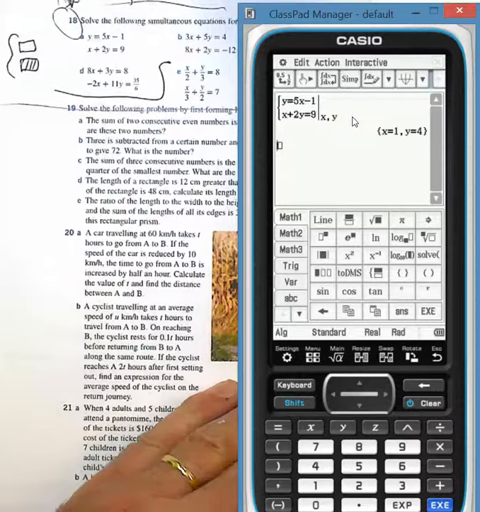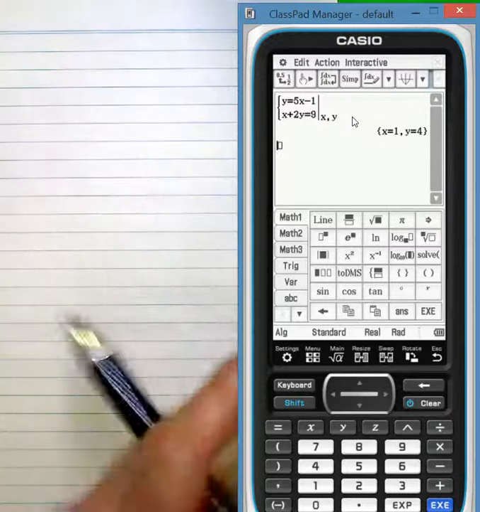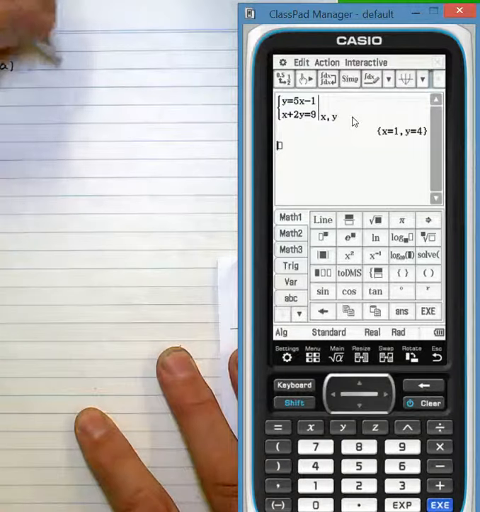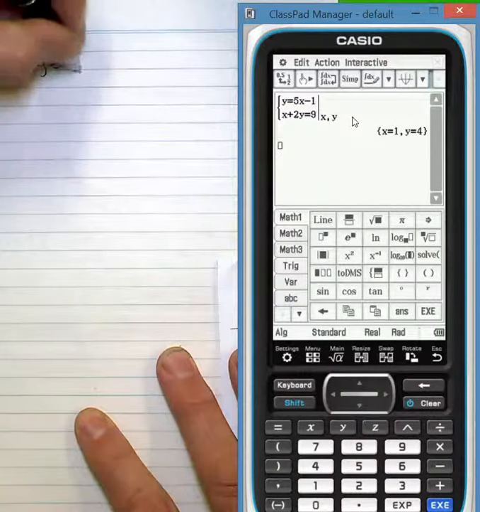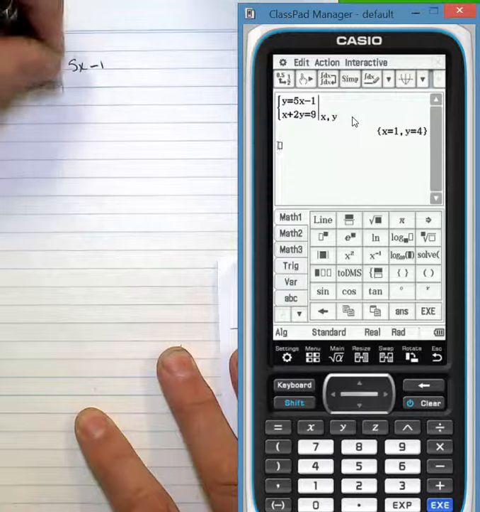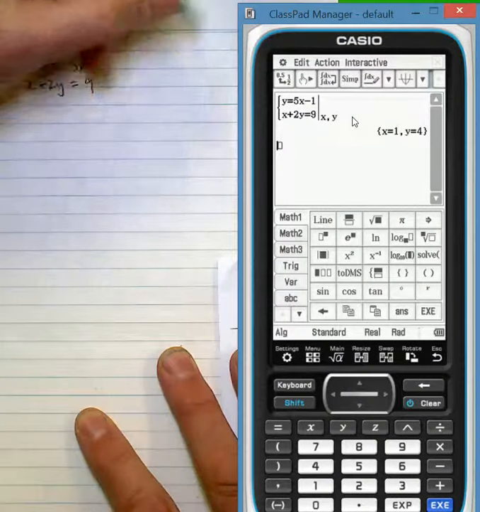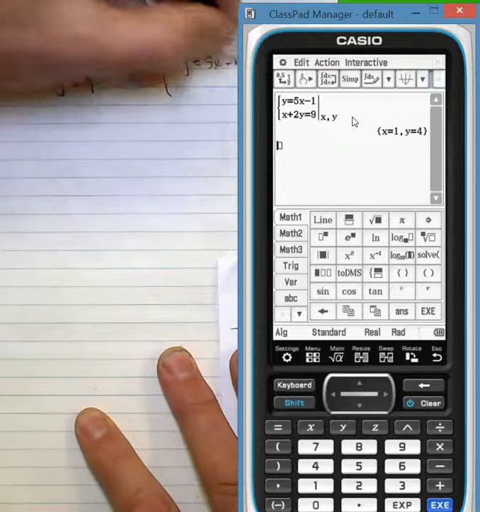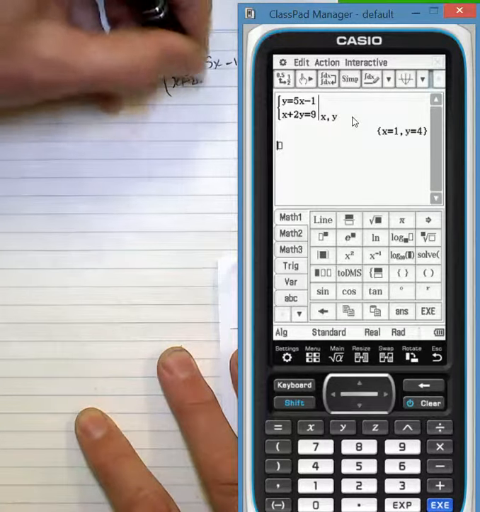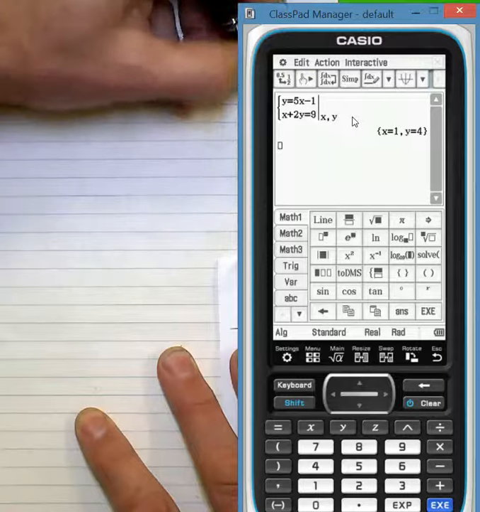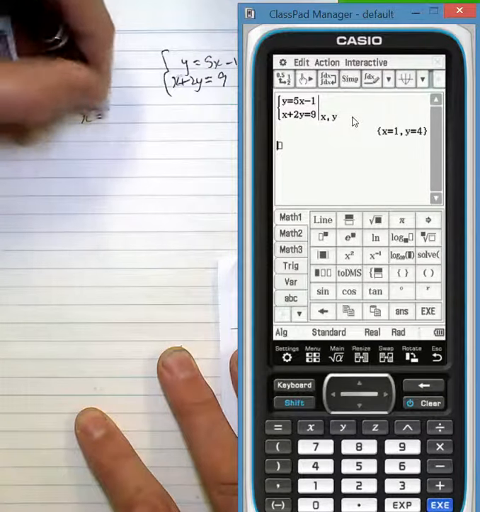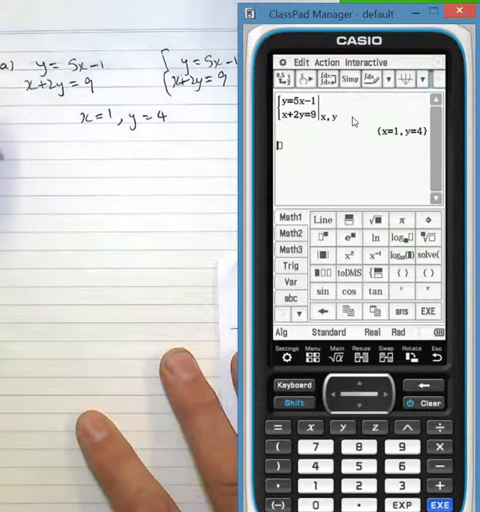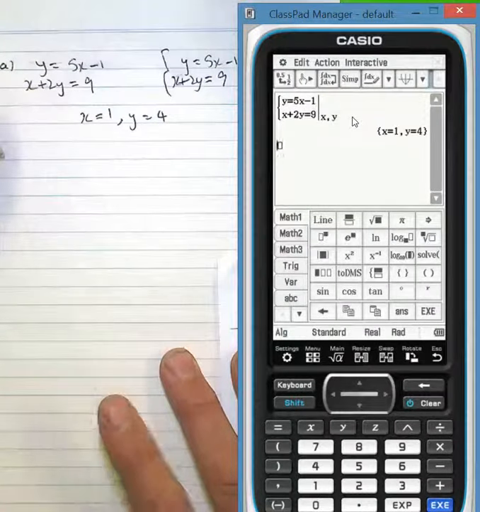Now, when I write that down on the page, it would pay to write out what I've done. So a graphics calculator sets of instructions. So what we did, the curly bracket, and we write y is equal to 5x minus 1, and x plus 2y is equal to 9 in x and y, and our answers were x is equal to 1 and y is equal to 4.